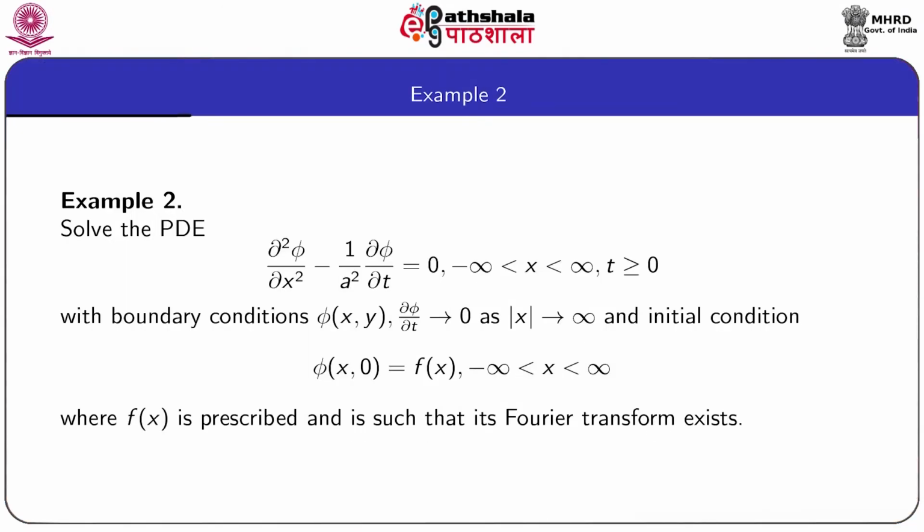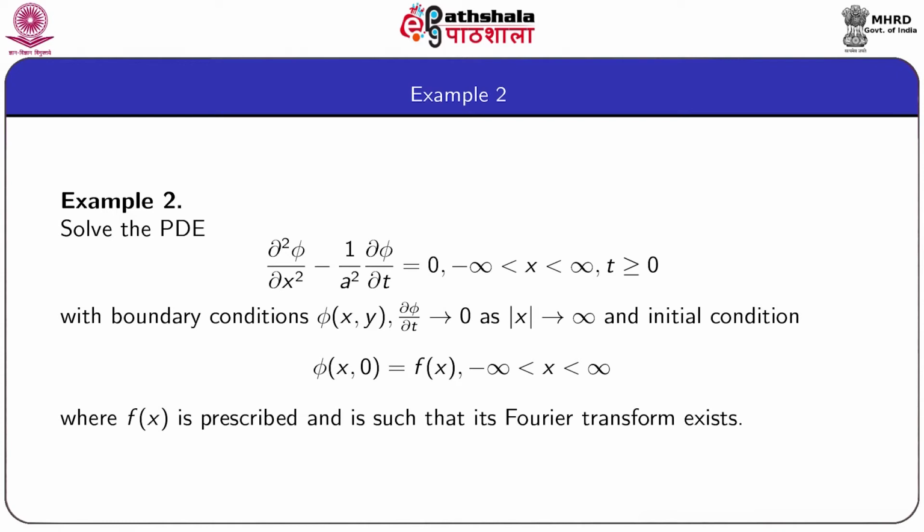So, in this example, we have seen how to apply Fourier transform to solve the Laplace equation. In the next two examples, we shall apply Fourier transform to solve the diffusion equation, which is of parabolic type, and the wave equation, which is of hyperbolic type. Now we come to example 2.